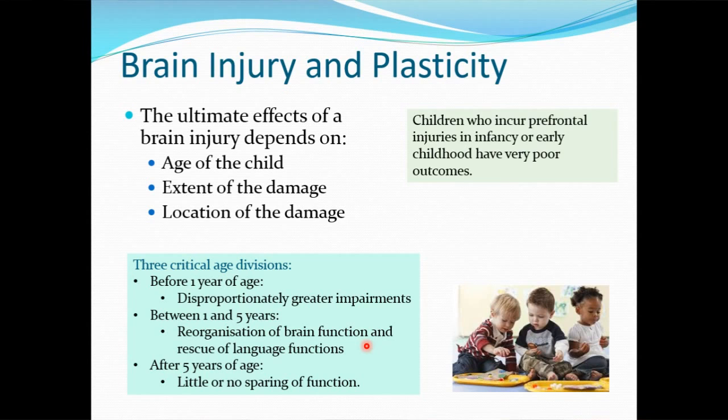If the left hemisphere of a child between 1 and 5 is damaged, the brain often shifts those language functions to the right hemisphere, but at the expense of visuospatial functions. You'll find those children's visuospatial functions aren't so good, even if their language functions are spared. And then after 5 years of age, there's little or no sparing of function. So if the child is older than 5 and has damage in the verbal areas, they just lose that functioning.